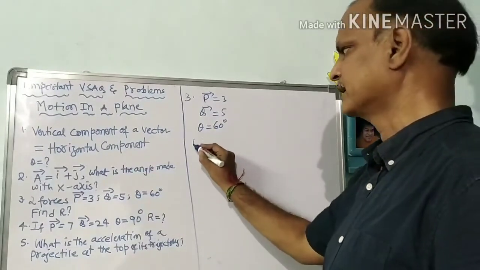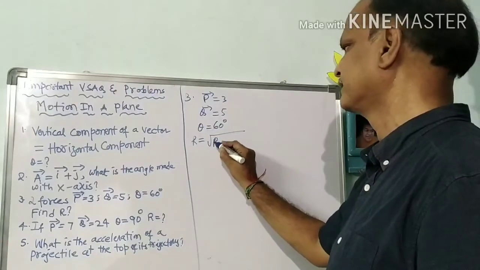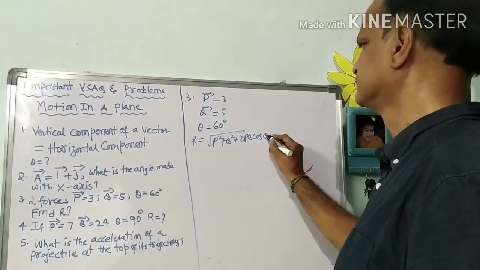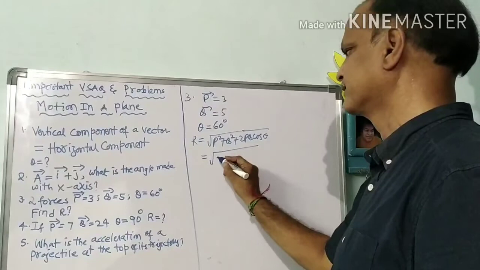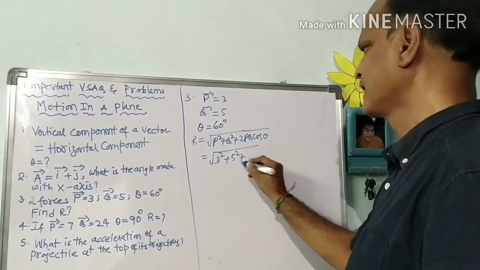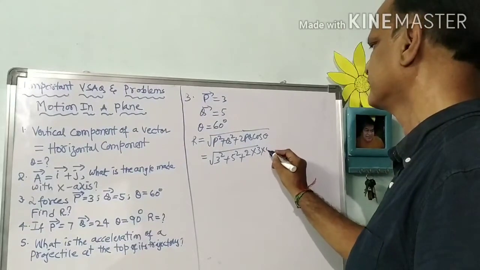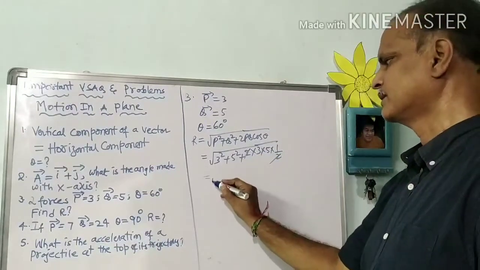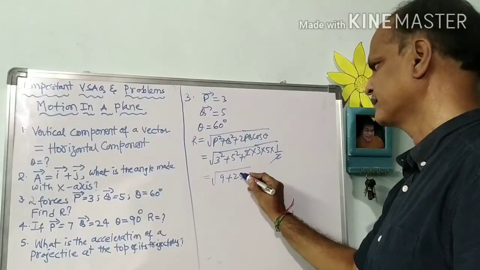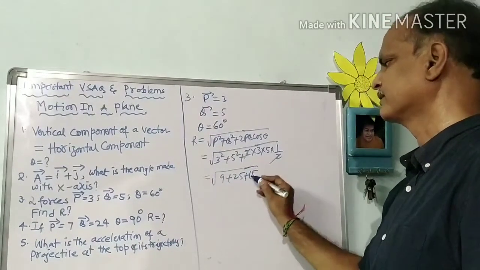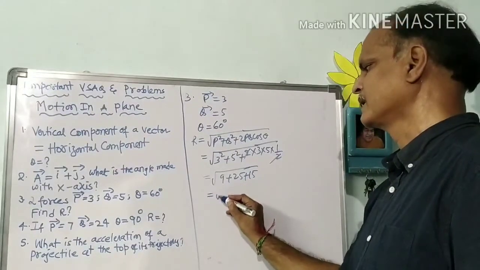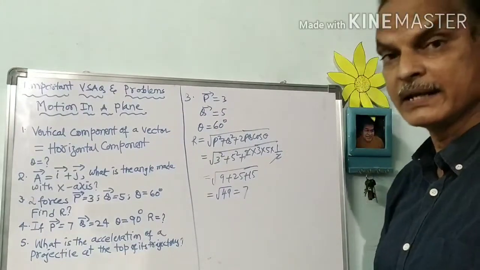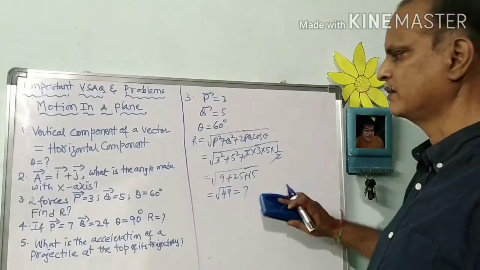We have the parallelogram law of vectors. R is equal to root of P square plus Q square plus 2PQ cos theta. So now we can say root of 3 square plus 5 square plus 2 into 3 into 5 into cos 60. Cos 60 is 1 by 2. So cancel 2 here. So 9 plus 25 plus 15. 15 plus 25 is 40, 40 plus 9 is 49. So root 49 means 7. So its value will be 7 units. So that is the third problem.